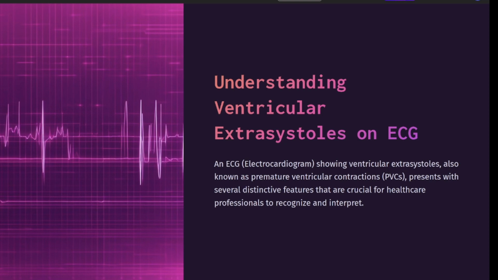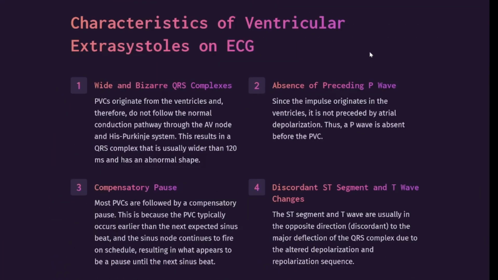An ECG, electrocardiogram showing ventricular extrasystoles, also known as premature ventricular contractions, PVCs, presents with several distinctive features. Characteristics of ventricular extrasystoles on ECG.